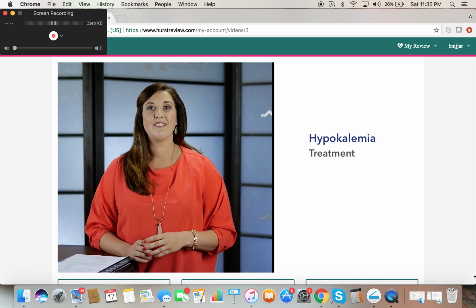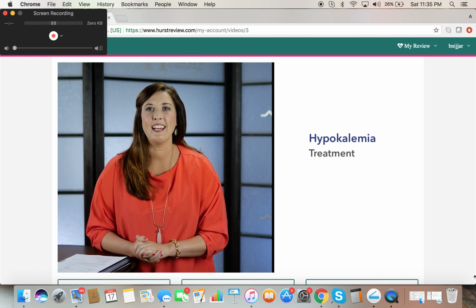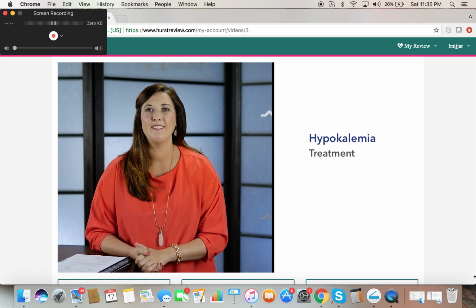Now for treatment, easy. Let's give them some potassium. Give them some spironolactone so they will do what? Retain some potassium. That's right, retain potassium. Tell them to eat more potassium.